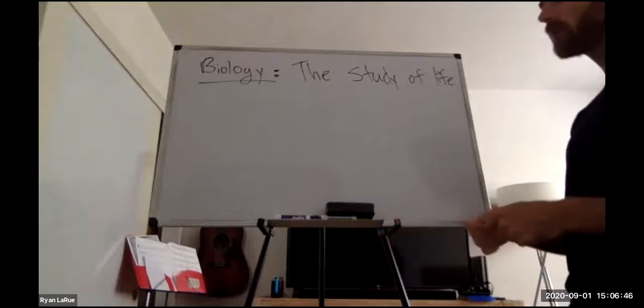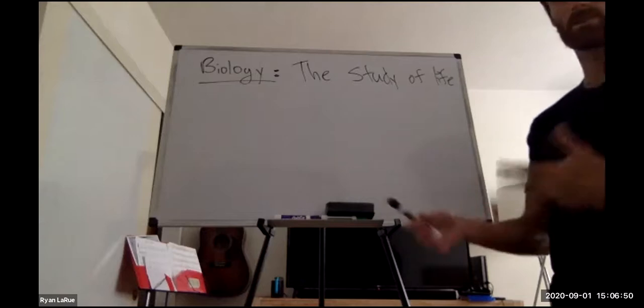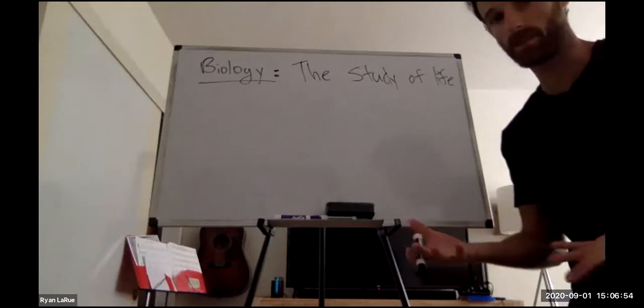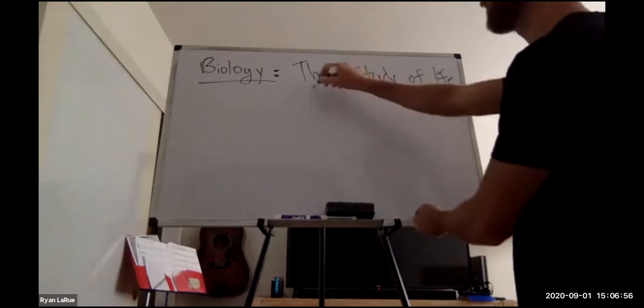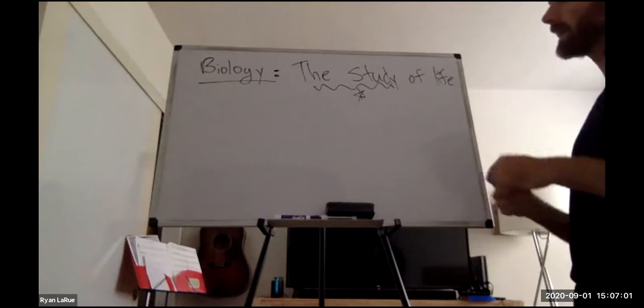How can we observe and measure certain characteristics about living things? And we do that with a process called the scientific method. And so this is the study part. That's the part we're going to focus on today.